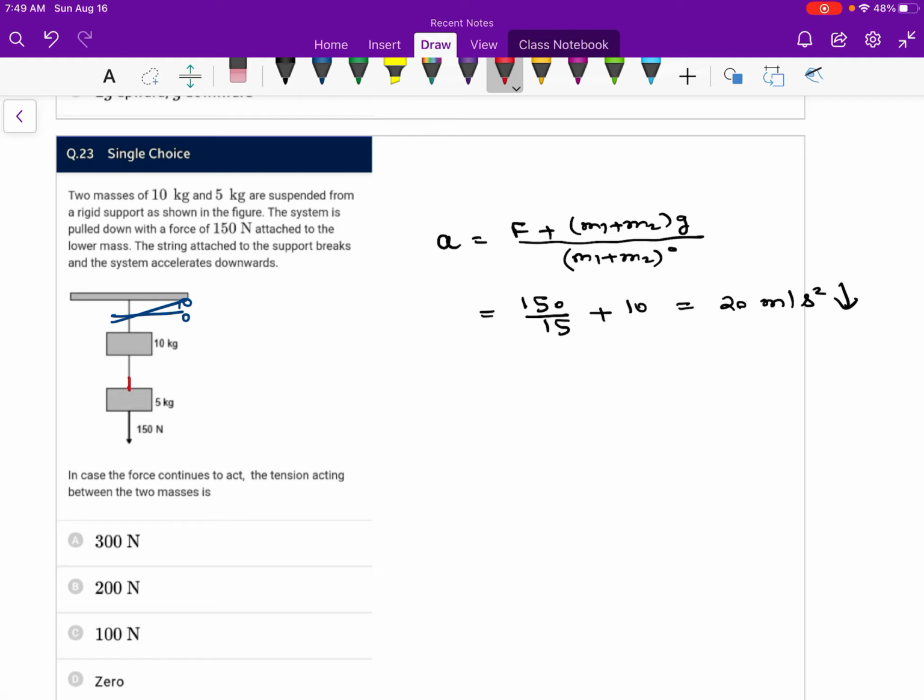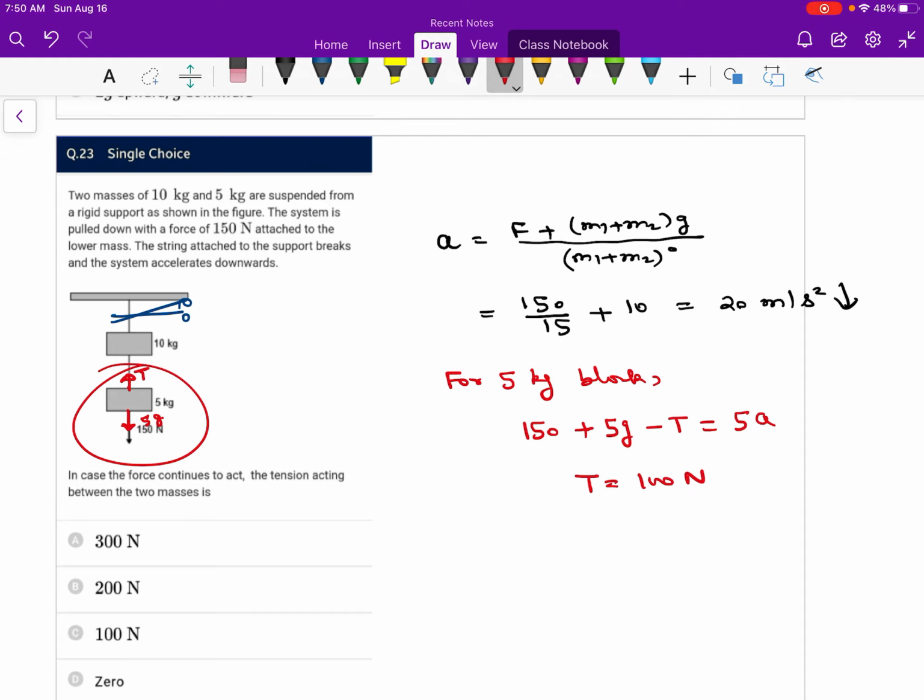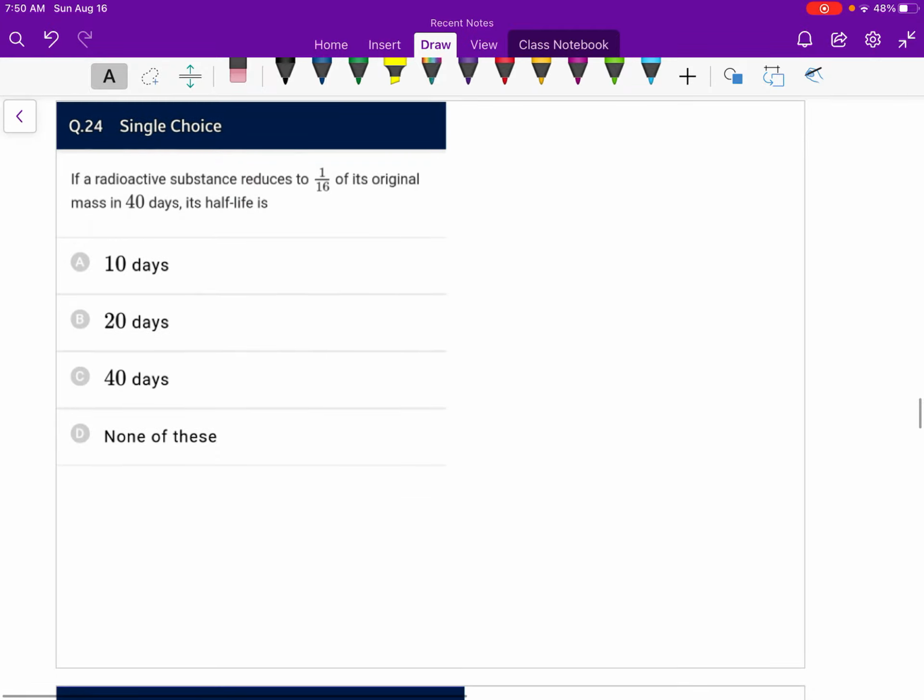So now let's draw the free body diagram of the 5 kg block only. So T is upward and 5g is downward. So for the 5 kg block, 150 plus 5g minus T is equal to 5a. So this is 150 plus 50, 200 minus 100, which is 100 Newton. So tension in the string is 100 Newton.